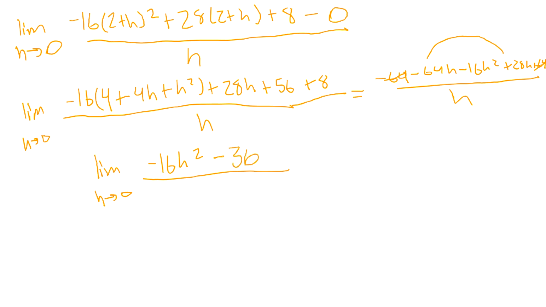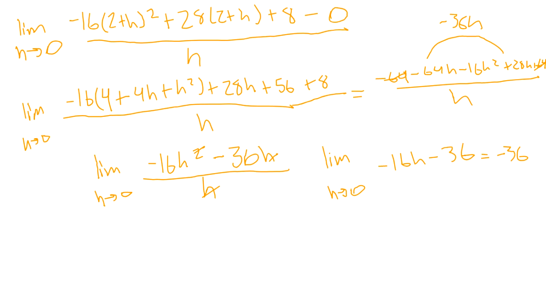All over h. All right, so now we can go ahead and cancel out all of the h's that we have. So we have h right here, and two h's right here, which is going to give us our limit as h approaches 0 of -16h minus 36, which is going to be -36 for our final velocity.